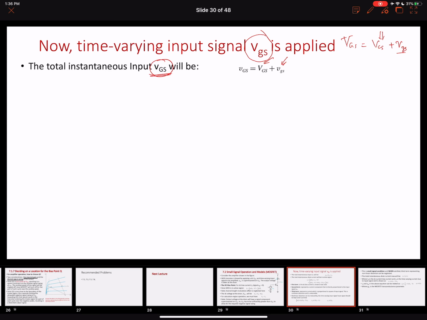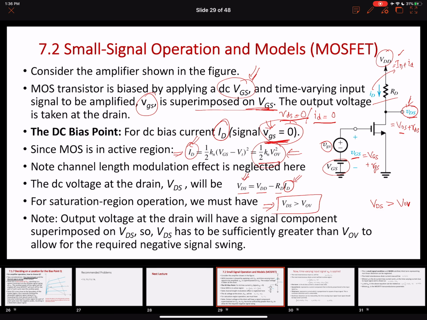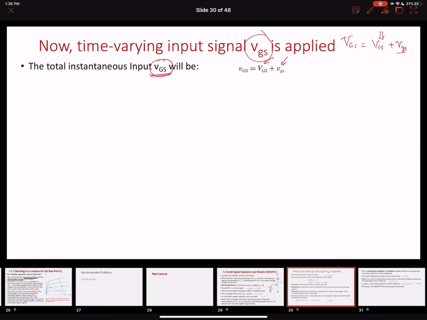Similarly, over here we calculated, we found all the DC components: the DC VGS, the DC ID, and the DC value of the output. Now we are going to find out what will happen when we apply the time varying component.